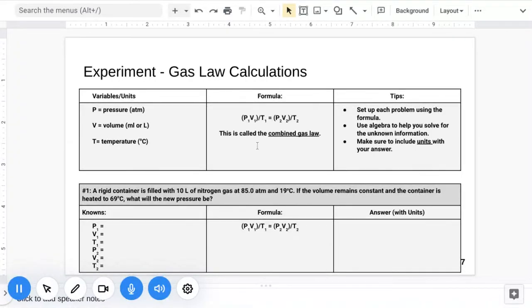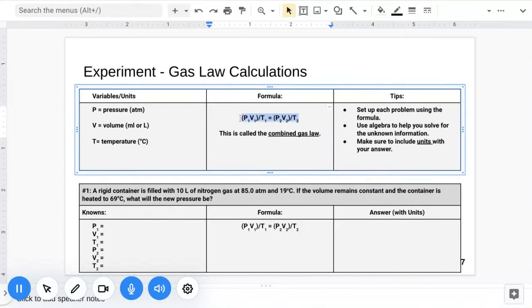So now we're going to use an equation that you can see here that is called the combined gas law. The reason it's called the combined gas law is it combines three different gas laws that relate to pressure, volume, and temperature. But if you learn this one gas law, you can use it for all of the types of problems that you would use the other gas laws for.